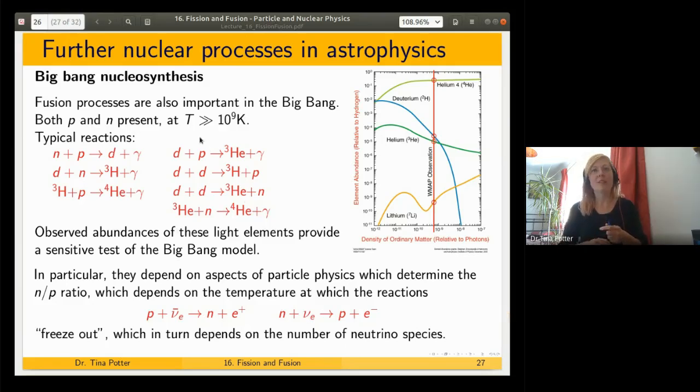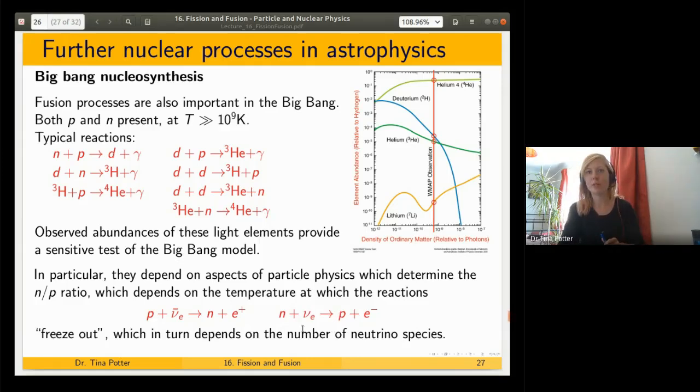Now, in particular, what happens is that some of these processes freeze out when the temperature becomes too low. For example, protons interacting with antineutrinos here will change into neutrons and positrons. And then neutrons can change back into protons as well. Now, the energy of these interactions is different. So a proton changing into a heavier neutron needs an input of energy from this neutrino. But a neutron, for example, can take quite a low energy neutrino to change into the lighter proton.